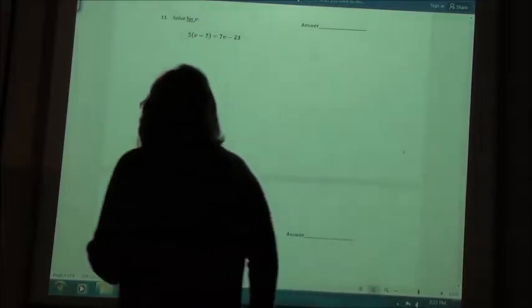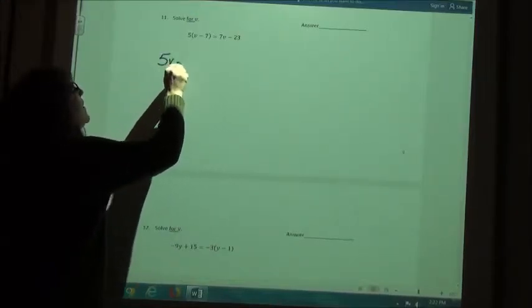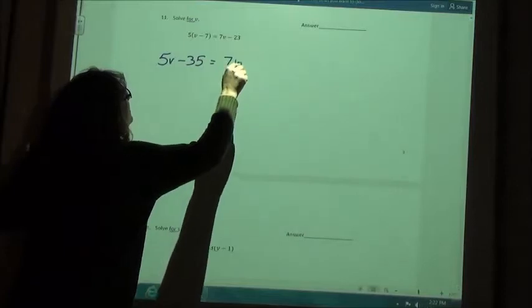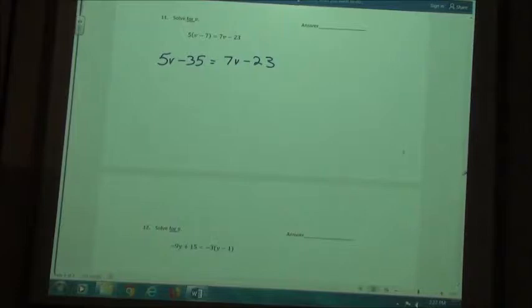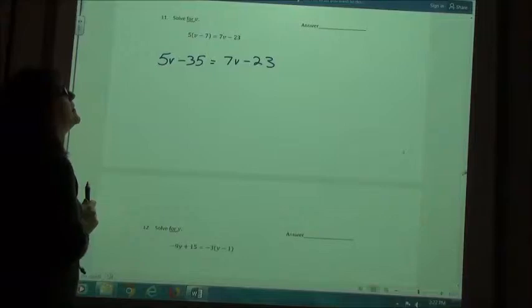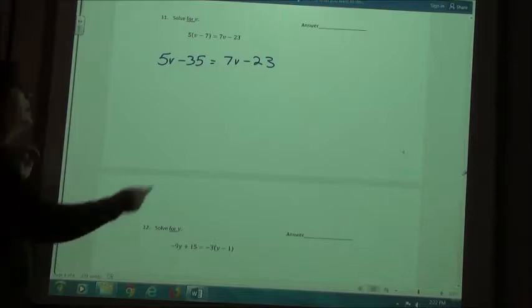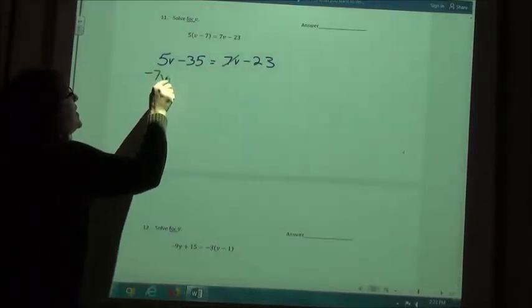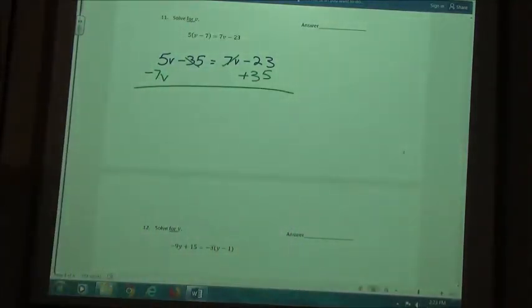So on number 11, same kind of thing. If I use my distributive property on the left-hand side, I'm going to get 5v minus 35. 5v minus 35 equals then my 7v minus 23. If I go ahead and rearrange it, I would do what? Minus the 7v and add my 35, doing the opposite when I move them over to the opposite side.